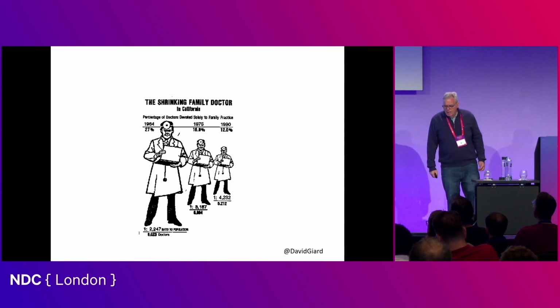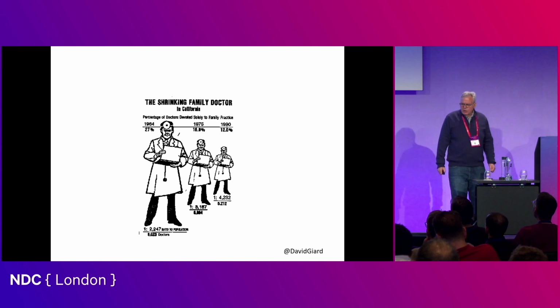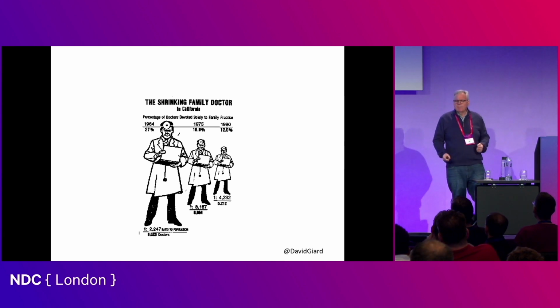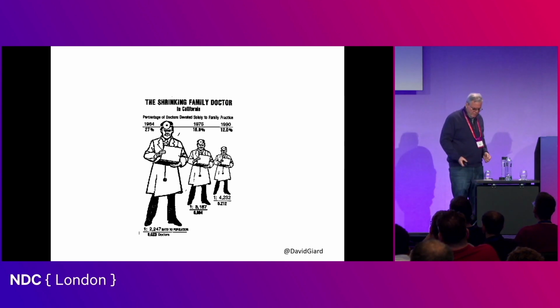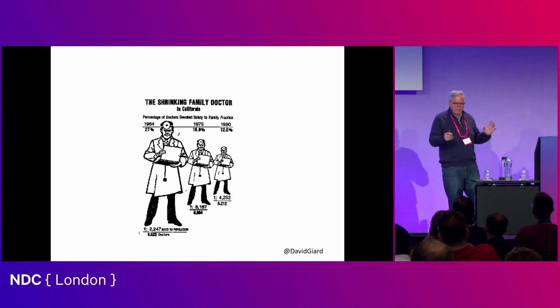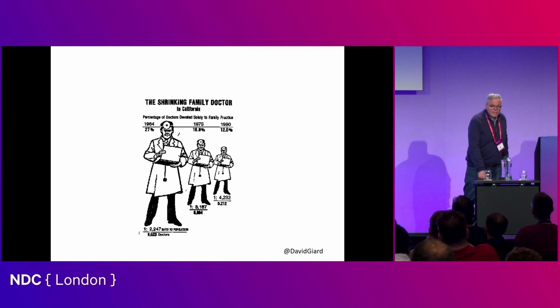All right, here's another one. This one shows the shrinking family. What this means is that when I was a boy, there were a lot of general practitioners in the medical industry. The people were either family practitioners or general practitioners, a doctor who just kind of did everything. He took care of your whole body. That's less true now.